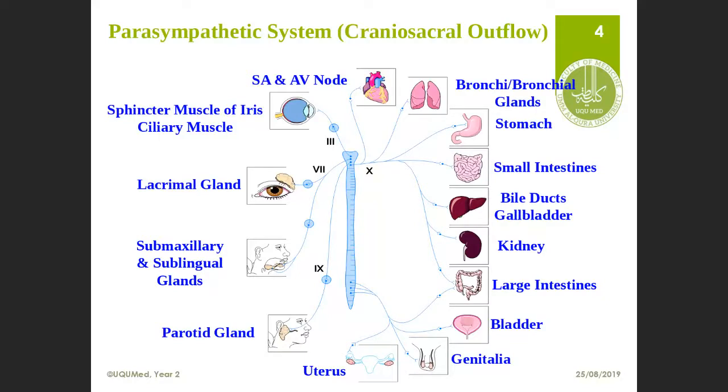But in the spinal cord, there are three nerves: S2, S3, and S4. Yes, parasympathetic, they don't have any preganglion and paravertebral ganglion. But the sympathetic, they have the paravertebral and the prevertebral ganglia. Clear?